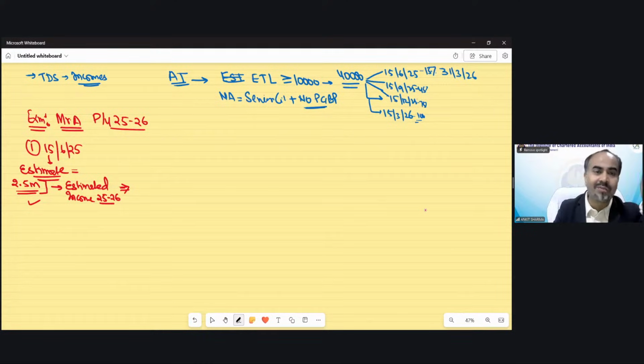Okay, what is your other income? What is your capital gain? What is your share investment? What are your deductions? House property income, business, etc.